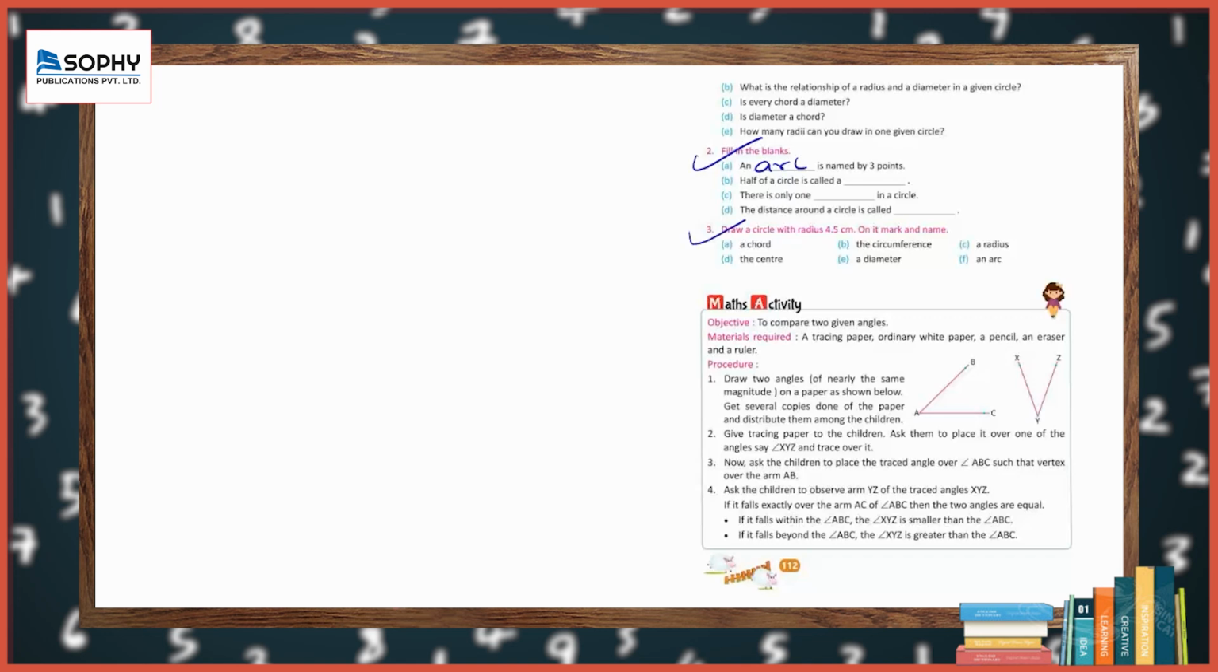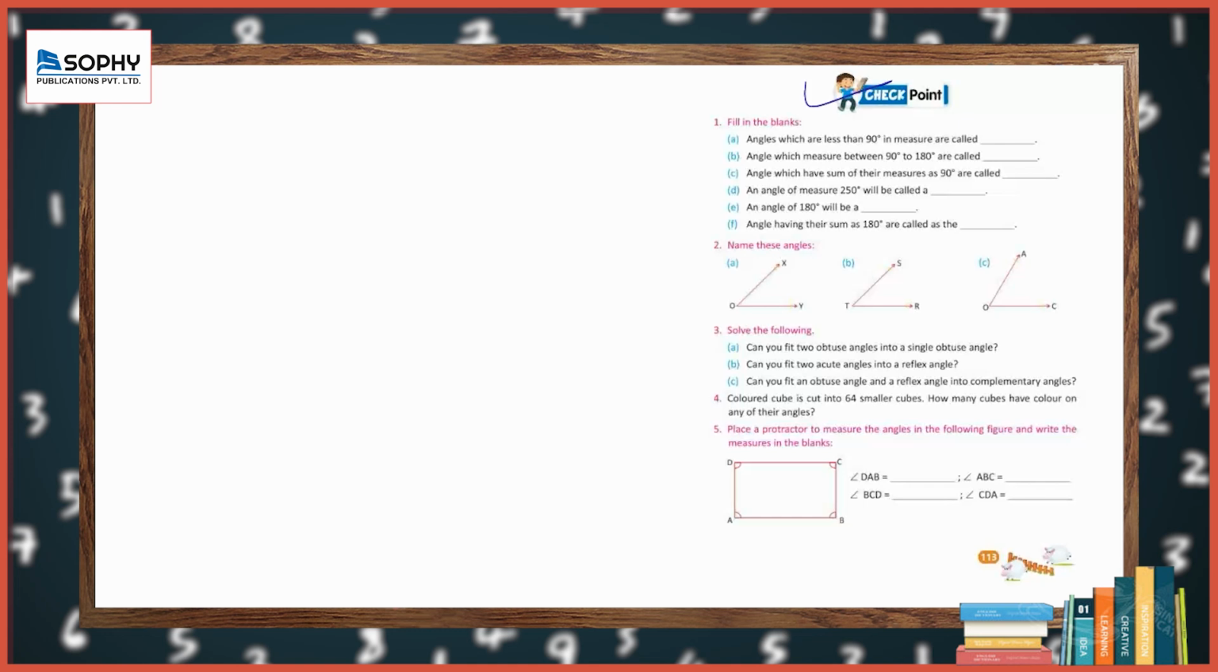Next, you have to draw a circle with radius 4.5 centimeters. On it, mark and name a chord, students. For example, this is a radius of 4.5 centimeters. Here you are drawing a circle and you can name it AB. ACB is your chord, students.